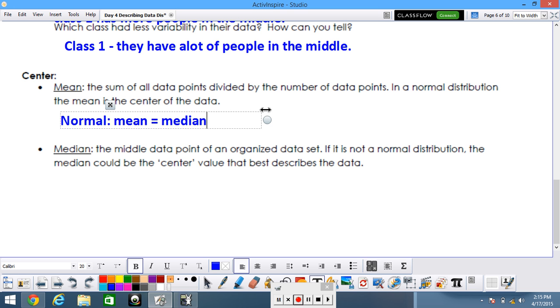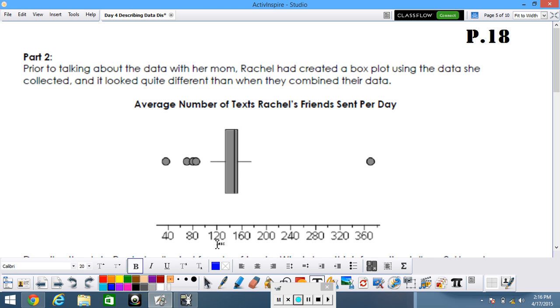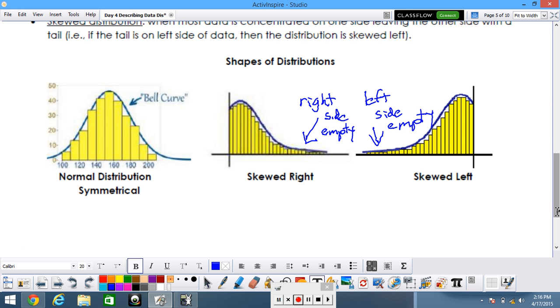Now, if something is skewed, the mean follows the higher point. Let's say, not higher points, the higher bars. So let's go back and look at those really quick. Everyone turn back to page 18 and take a look at these shapes. And let's kind of fill some stuff in.